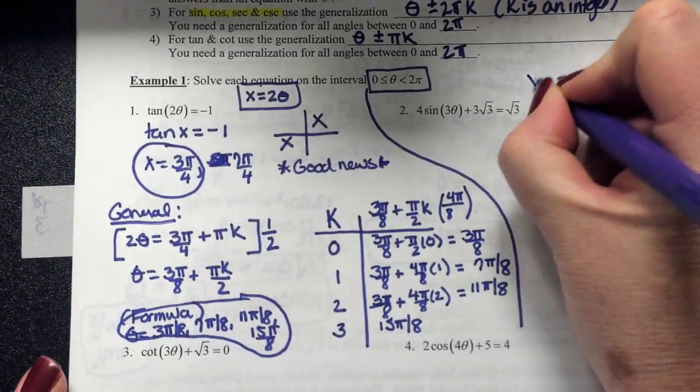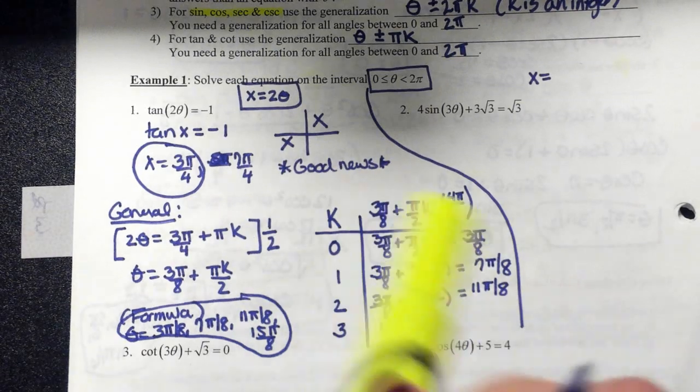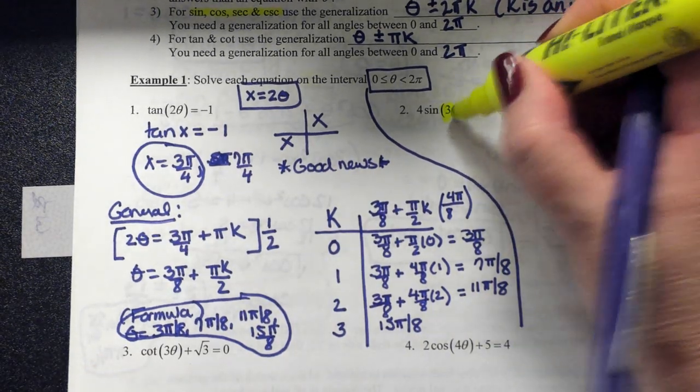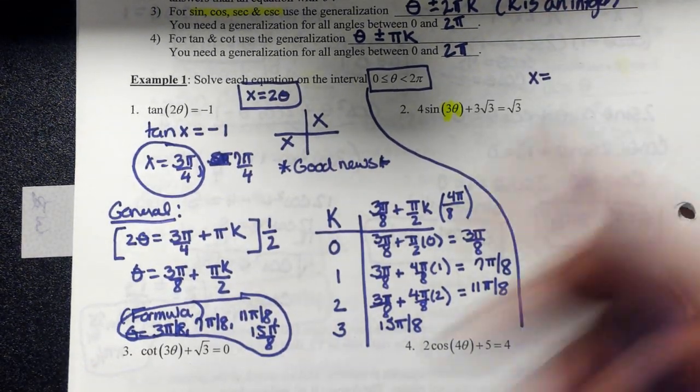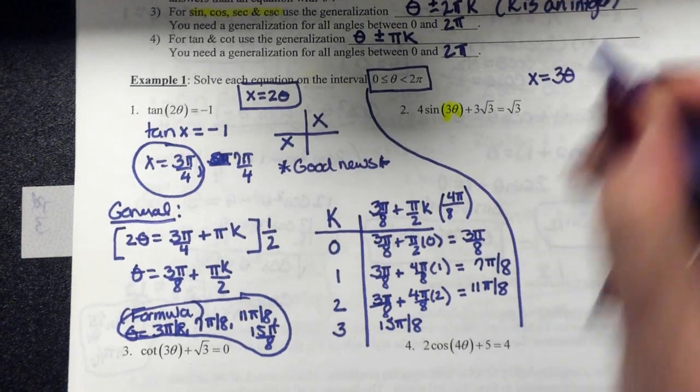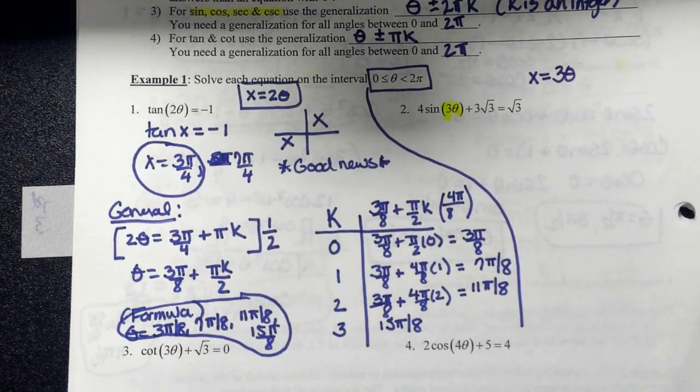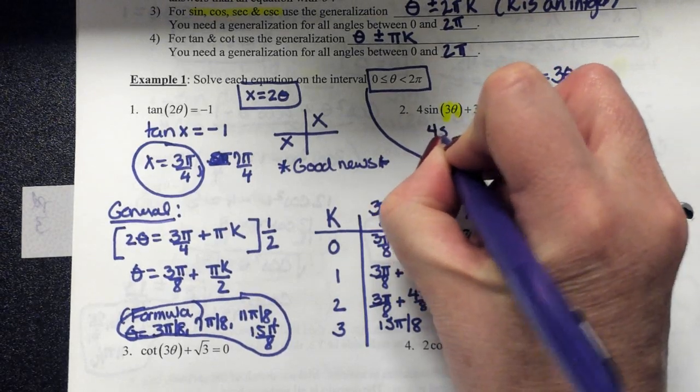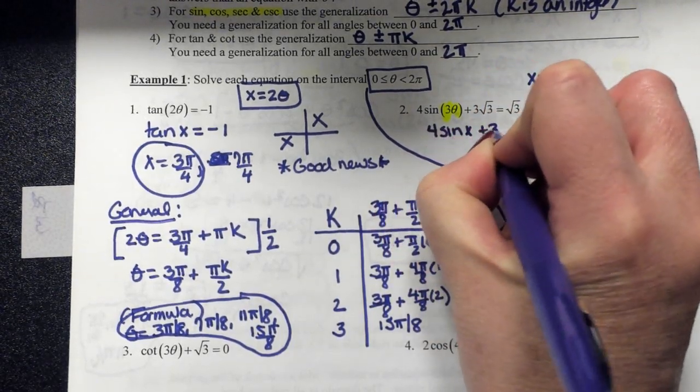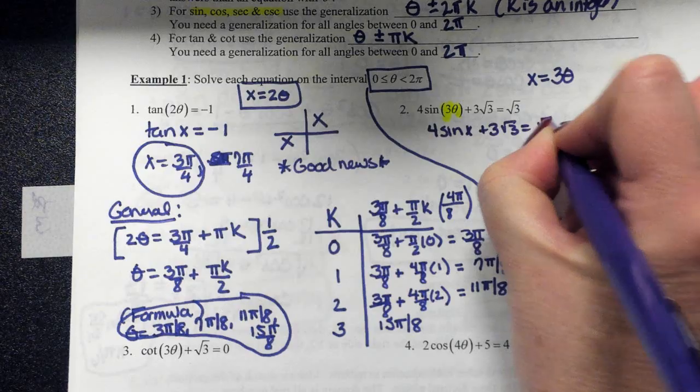First of all, you've got this coefficient in front of theta. So again, replace the 3 theta with an x. Right away, when I see that number in front of theta, I know this is going to be a multiple angle type. So again, I'm going to write this as 4 sine x plus 3 square root 3 is equal to square root 3.